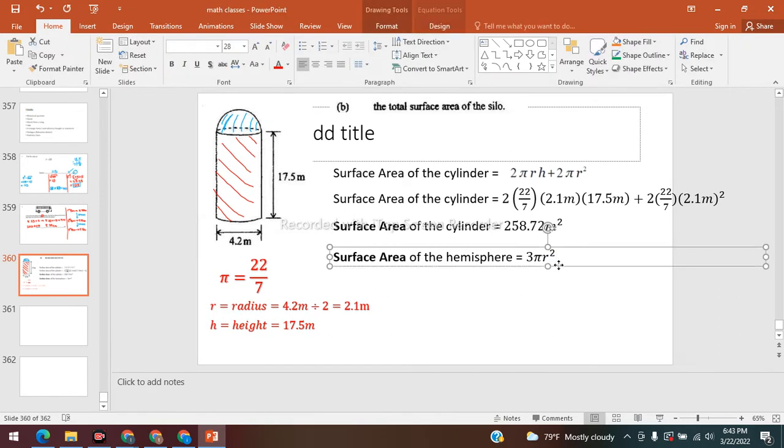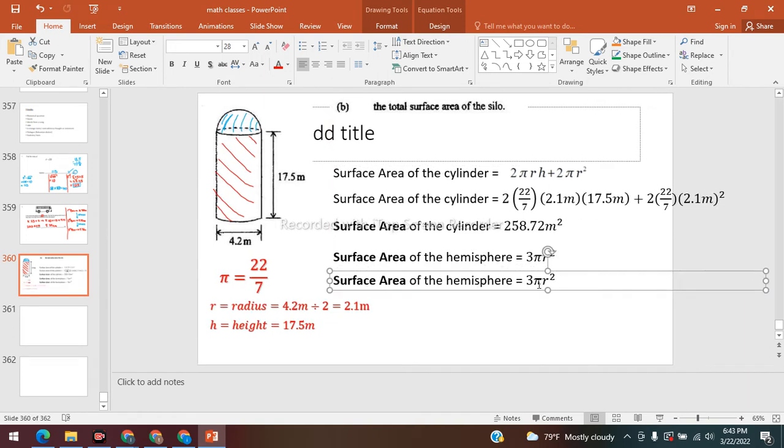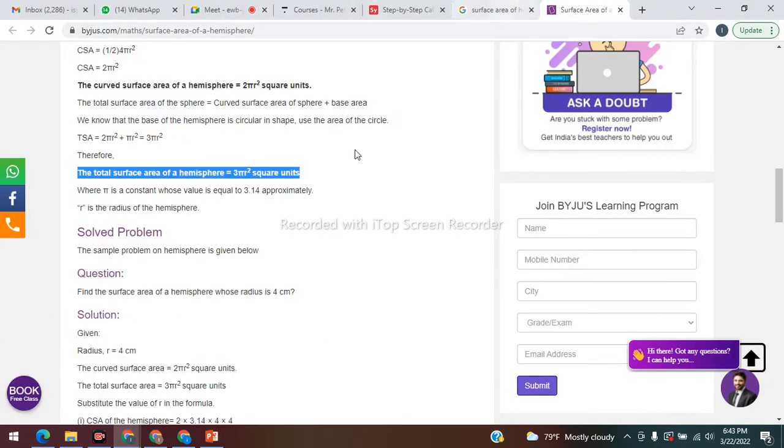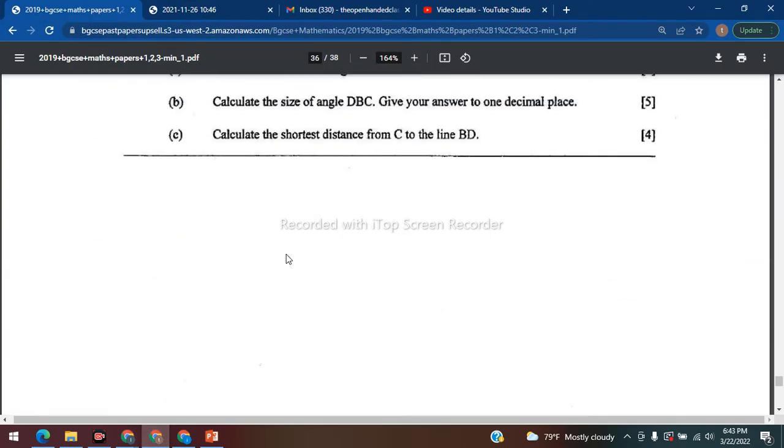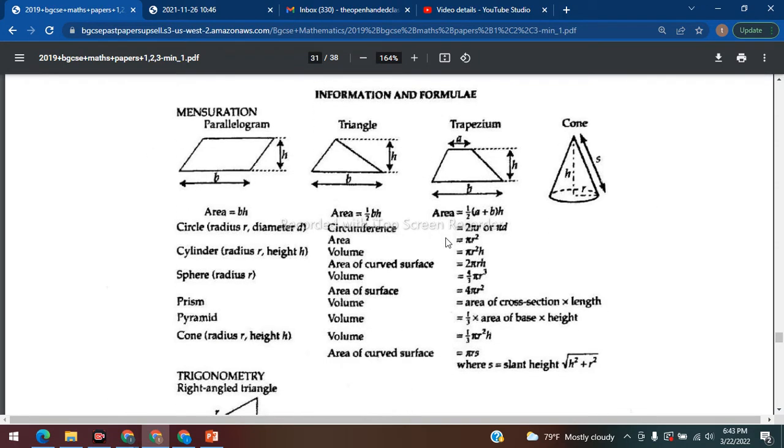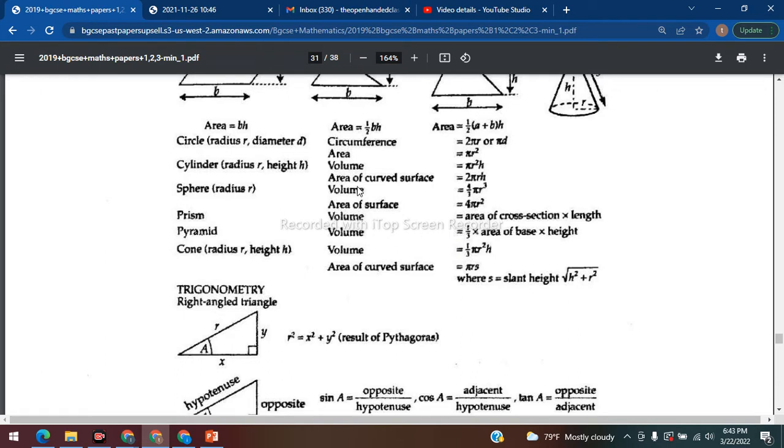We already know that pi is 22 over 7. They don't have that formula on the paper itself, not for a hemisphere. They may have it for the sphere, the volume and the surface area, which is 4 pi r squared, but they don't have it for a hemisphere. So the hemisphere one, you just have to know it, or be able to derive it from the main one.